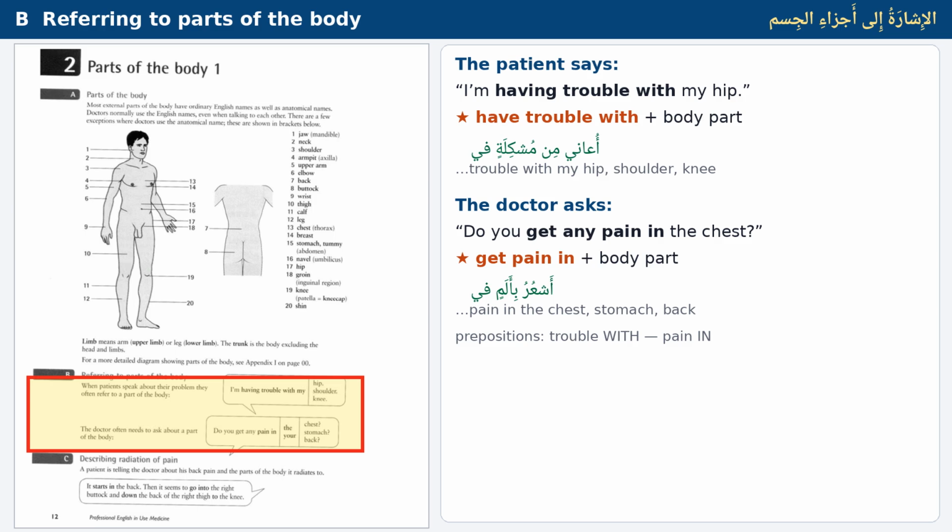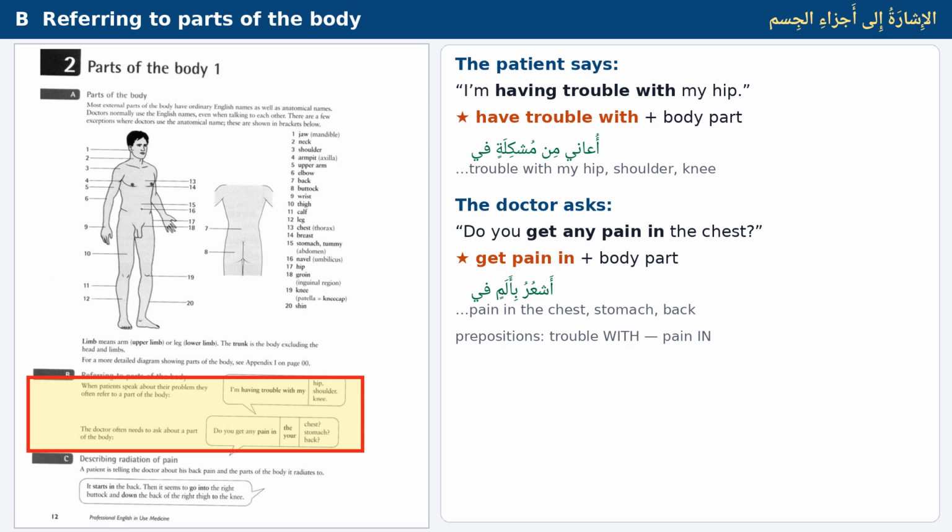Section B, referring to parts of the body. الإشارة إلى أجزاء الجسم. When patients speak about their problem, they often refer to a part of the body. Look at the speech bubble. The patient says, I'm having trouble with my hip. Here is our first collocation of today. Have trouble with. أعاني من مشكلة في. I'm having trouble with my hip, with my shoulder, with my knee. Notice the preposition, trouble with.